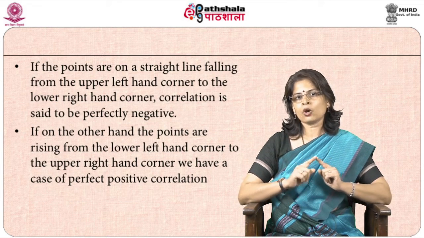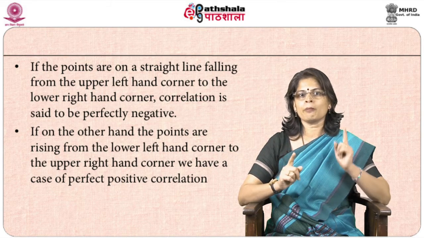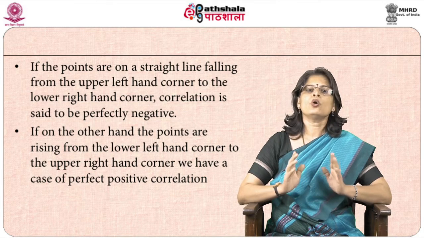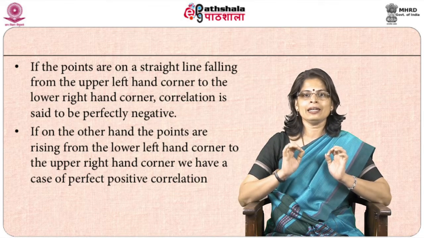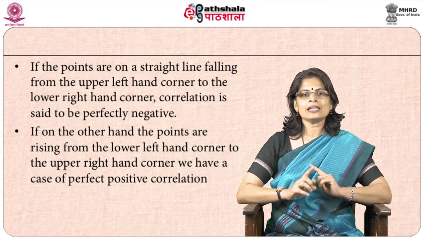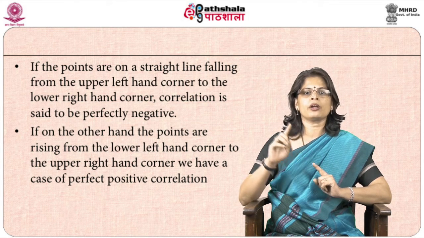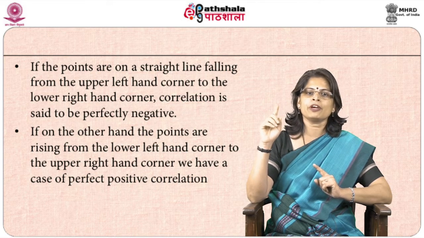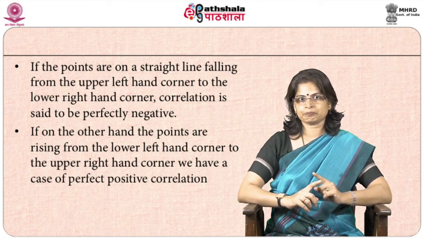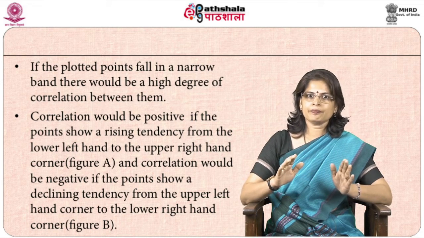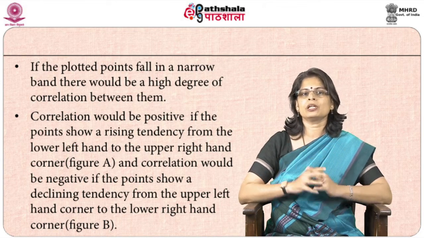If the points are on a straight line falling from the upper left hand corner to the lower right hand corner, the correlation is said to be perfectly negative. If, on the other hand, the points are rising from the lower left hand corner to the upper right hand corner, we have the case of perfect positive correlation. If the plotted points fall in a narrow band, there would be a high degree of correlation between them.